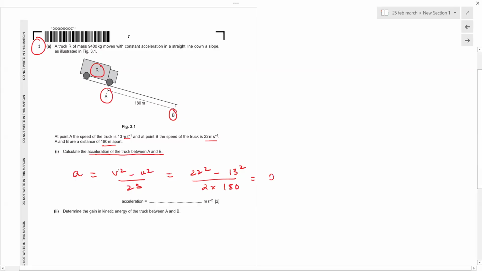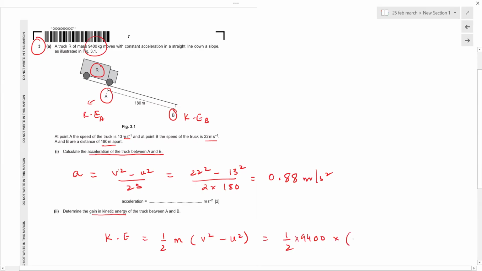We have 0.88 meters per second squared. It says determine the gain in kinetic energy. So let's find out the kinetic energy. You can do kinetic energy at A and then kinetic energy at B and then find out the change. Or we can directly do it, whenever they ask you to find out change, you can do v squared minus u squared. So half mass of the truck is given. That's 9,400 kilograms into v squared, that's 22 squared minus u squared, that's 13 squared. ठीक है भाई?